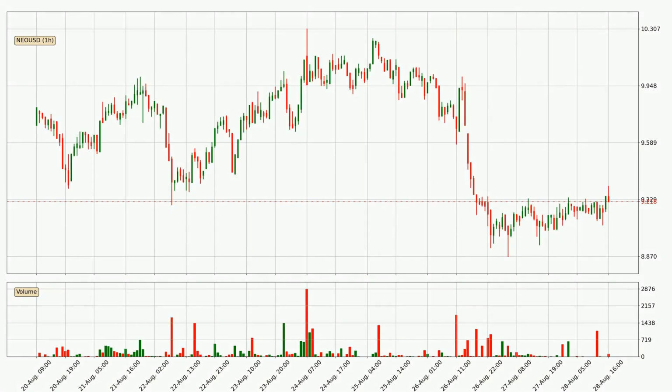Today, find out how the price of NEO has changed and what the technical indicators SMA, EMA, divergence and stochastic RSI show. If you are unfamiliar with the indicators, check out the explanation videos below.